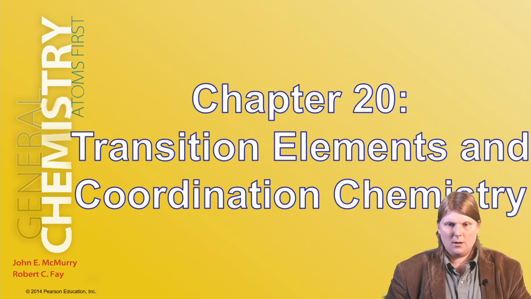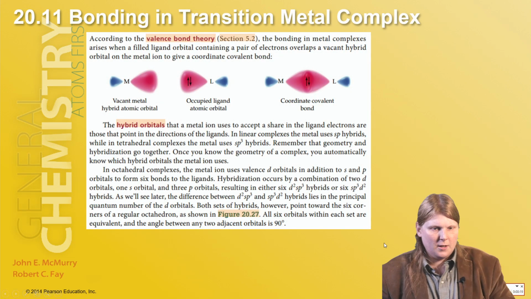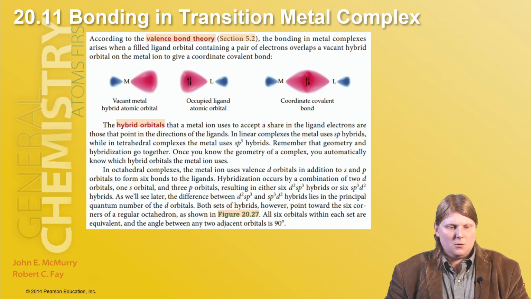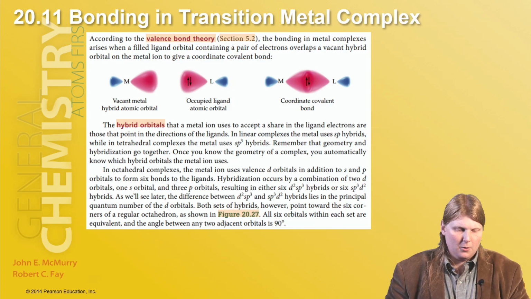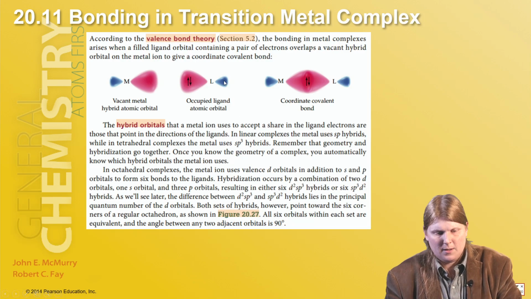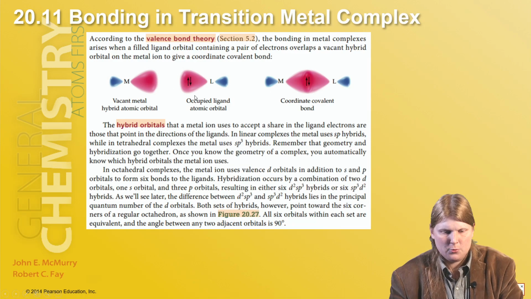Okay, so this is the last part of chapter 20 on transition elements and coordination chemistry. And so here we're looking at bonding in transition metal complexes, right? If you have the vacant metal ion or atom, it's got a hybrid atomic orbital, and the ligand has some pair of electrons that are able to move into that vacant space and create a covalent bond. So that's why we say this is more of a covalent relationship, because we see a sharing going on between the ligand and the metal.